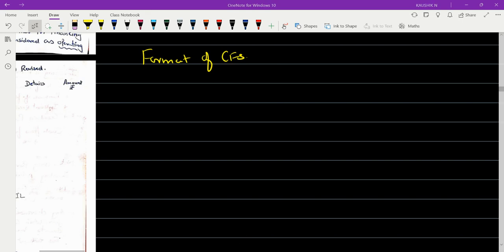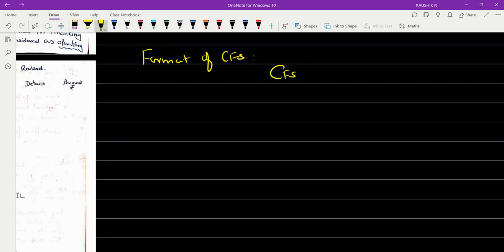So now we are going to discuss the CFS format. How are we going to proceed with this format? Whenever you prepare a CFS, there will be a name for the company for which you are going to prepare the CFS. So you should mention the name of the company, and then "cash flow statement of".